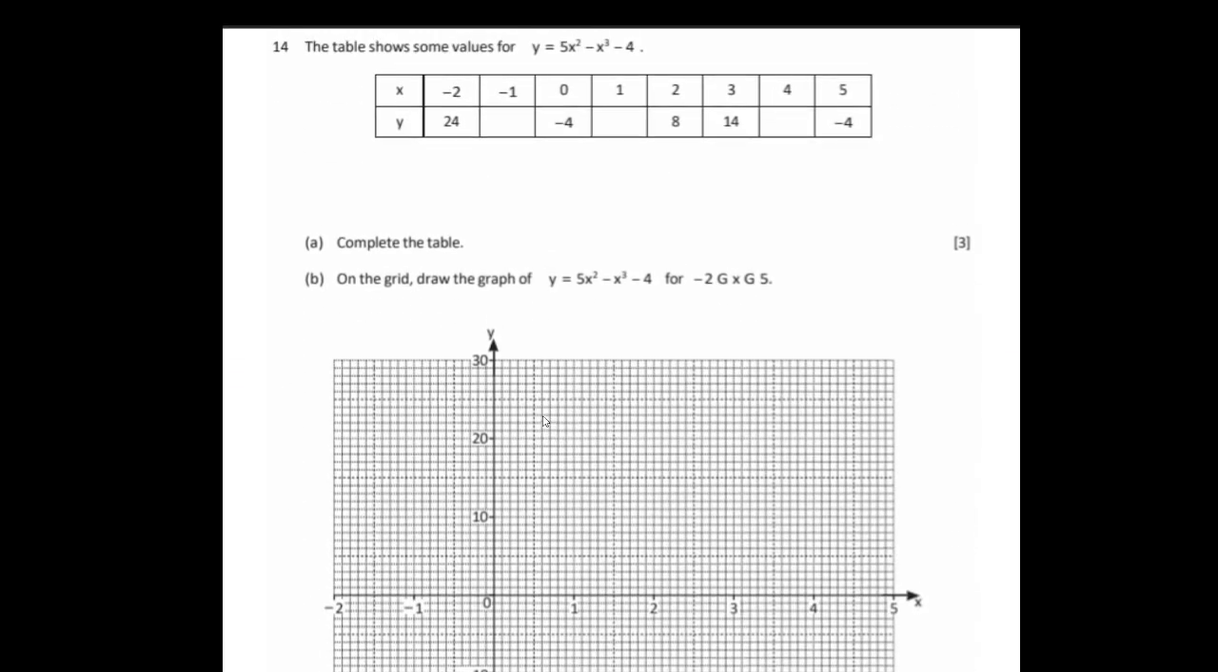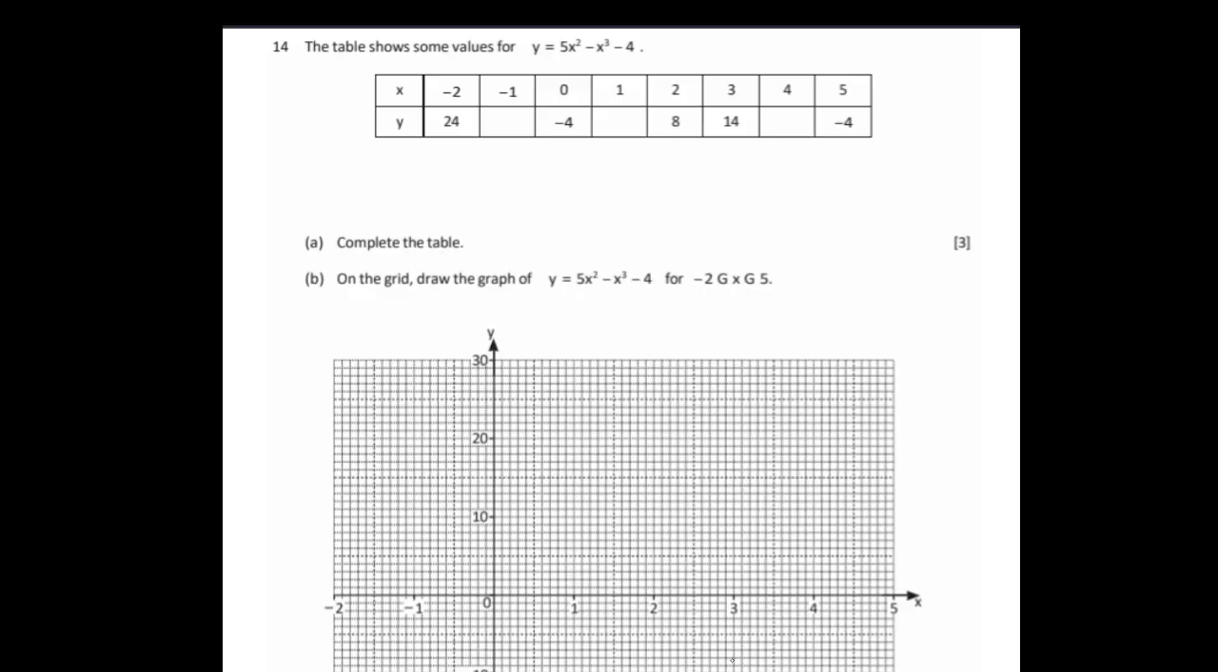Question number 14. The table shows some values for y is equal to 5x square minus x cube minus 4. We have a table here and 3 of the values are missing. That is, for x is equal to minus 1, when x is equal to 1 and x is equal to 4, we have to find out. So use your calculators for this.